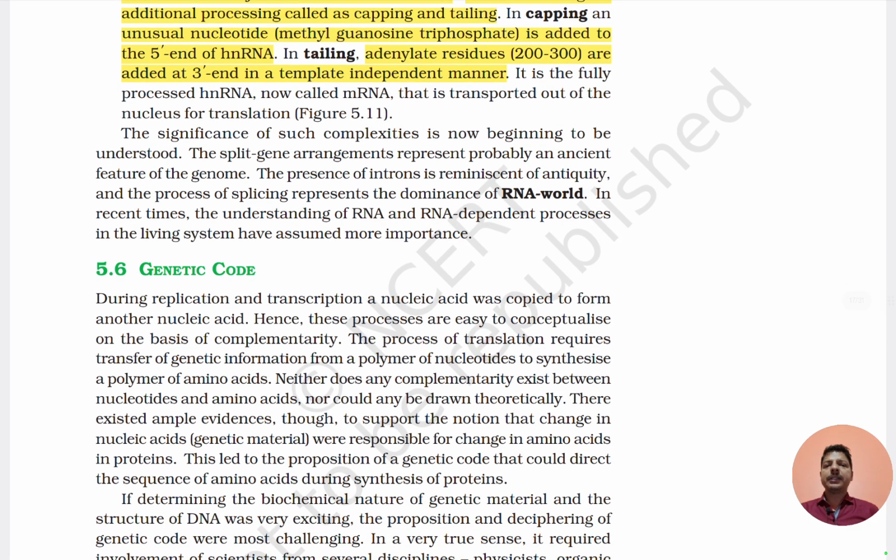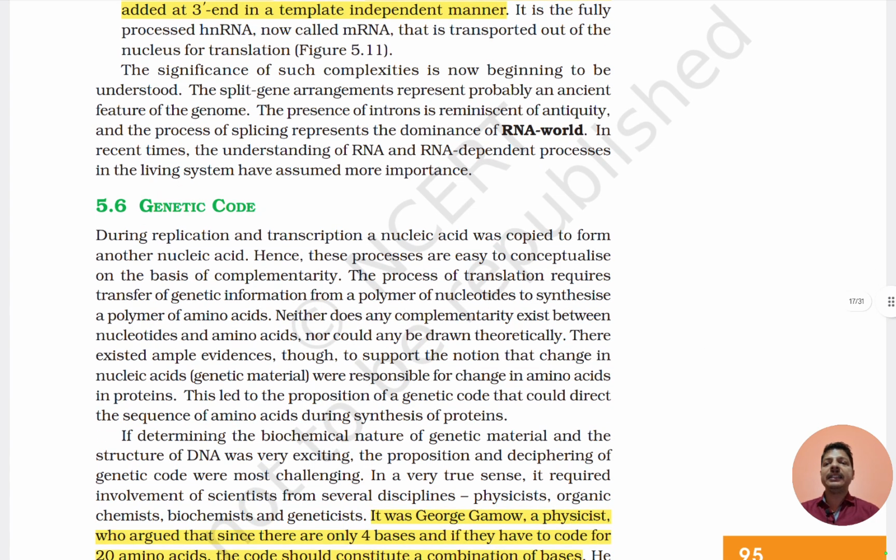The significance of such complexities is now beginning to be understood. The split gene arrangements represent the probability of an ancient feature of the genome. The presence of introns is reminiscent of antiquity, and the process of splicing represents the dominance of the RNA world.